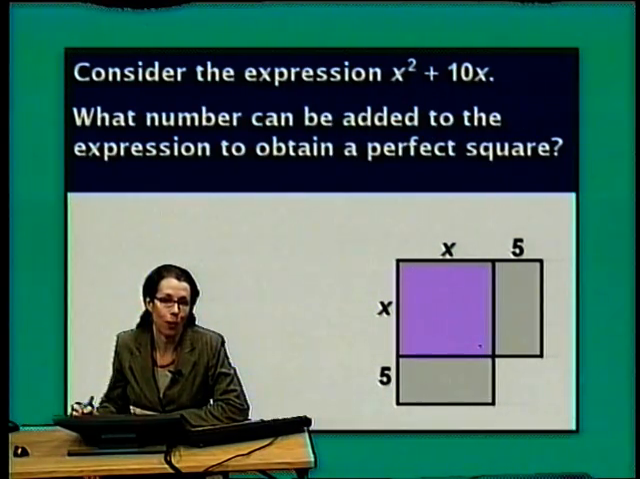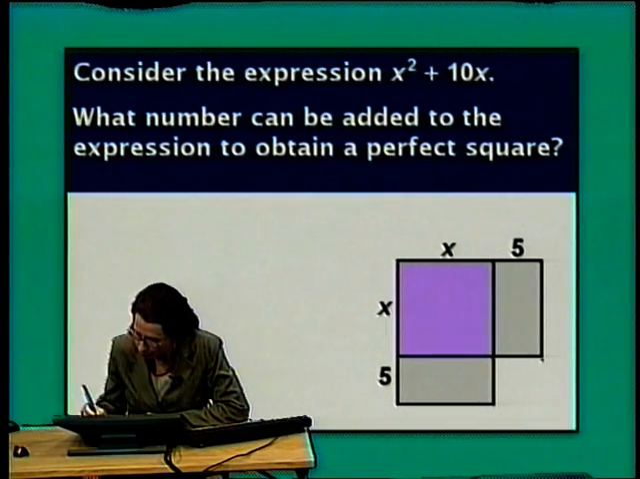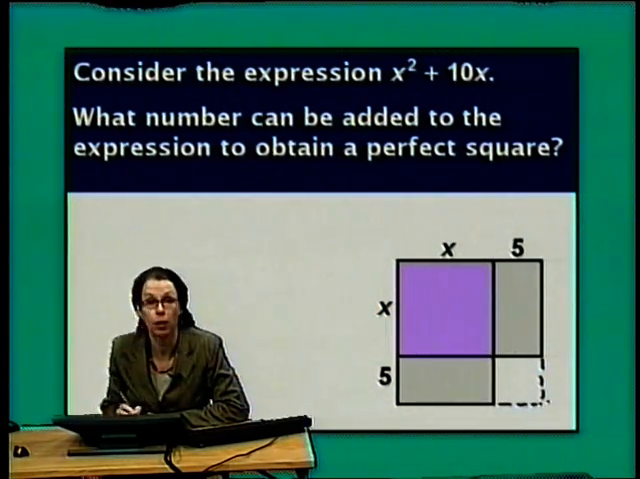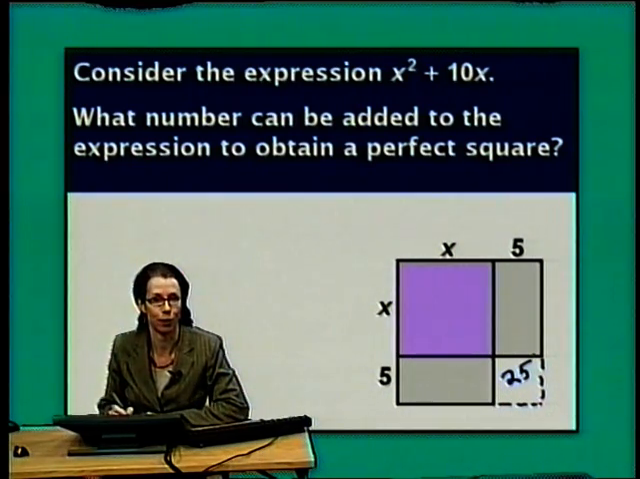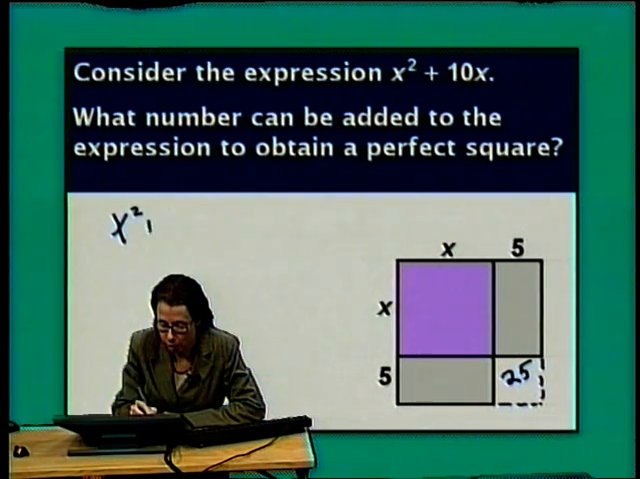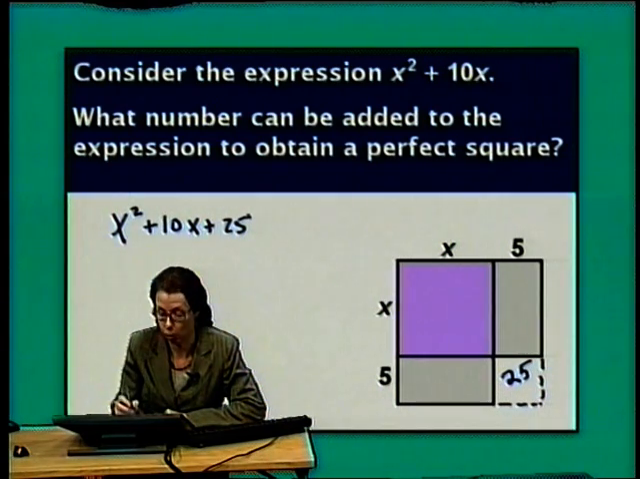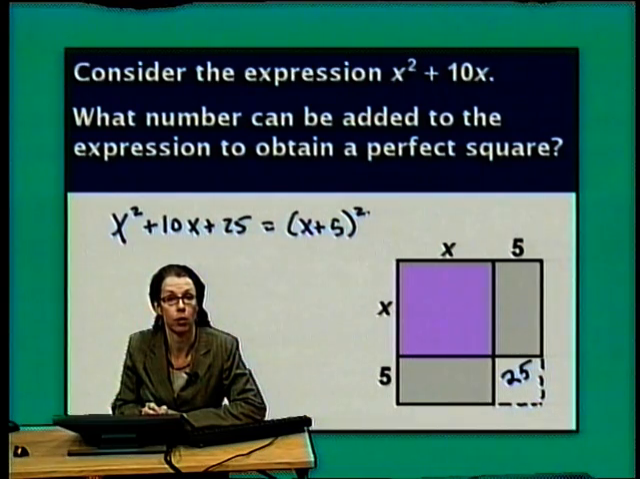Now we can ask a question like this. What number can be added to the expression to obtain a perfect square? Well, if I want a perfect square out of my picture, I could just fill in this corner. And what is the area of that corner square? Well, it's 5 times 5, or 25. So what I can write is x squared plus 10x plus 25. That's a perfect square trinomial. And in fact, this is equivalent to (x + 5) quantity squared.